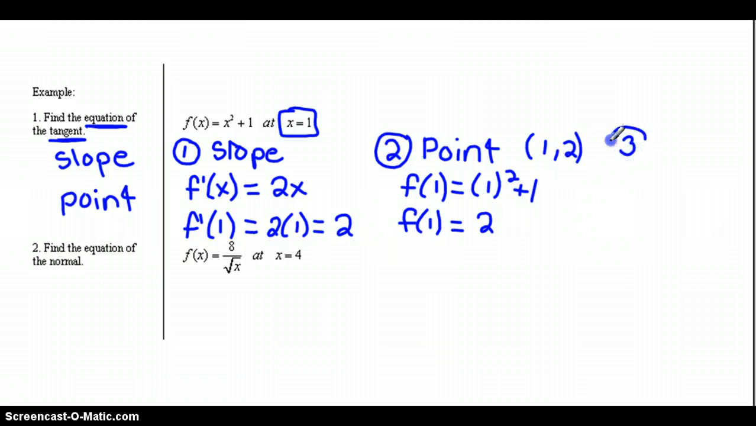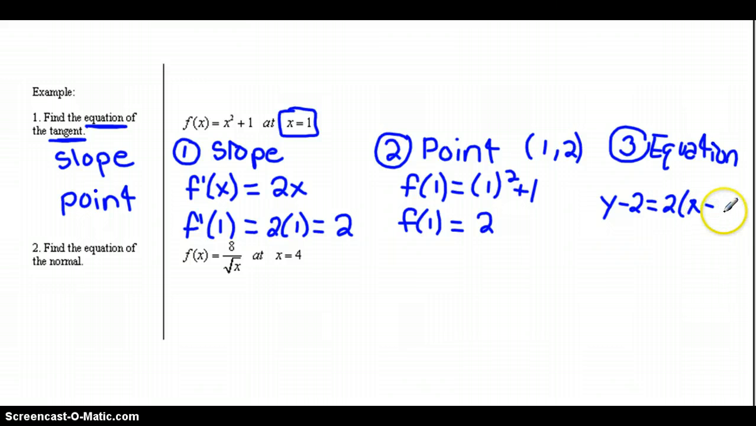Step 3, actually write the equation. I'm going to use the point-slope form of a linear equation because it's easy, since I have a slope and I have a point. So I'm going to say that y minus my y value, which is 2, is equal to my slope, which is 2, multiplied by x minus my x value, which is 1. And that is actually my equation of a line.